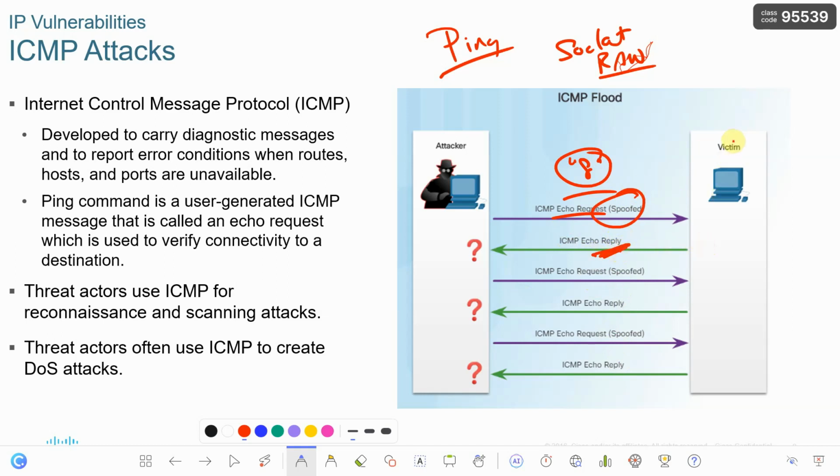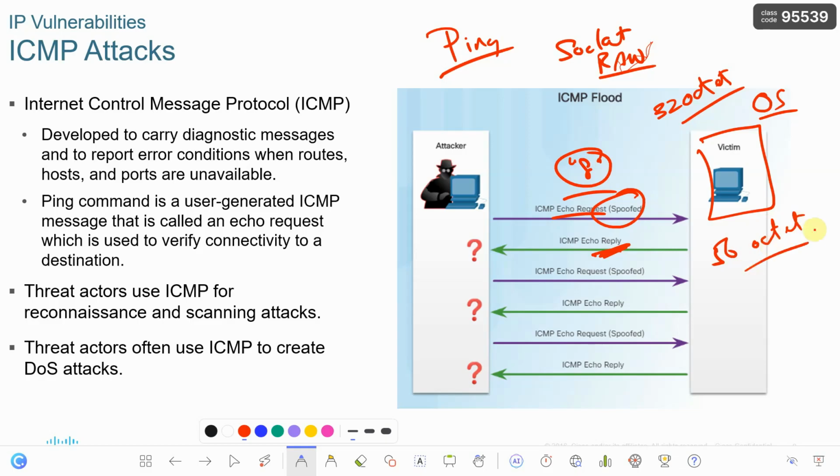We want to get hold of the victim's operating system. Why? For example, if you talk about a Windows machine, you know that the reply will always be 32 bytes, or 32 octets long, in terms of the response. If it's a Linux machine, it's 56 octets, and it responds 3 times rather than 4 times. So the response itself will give away what kind of operating system the victim is.